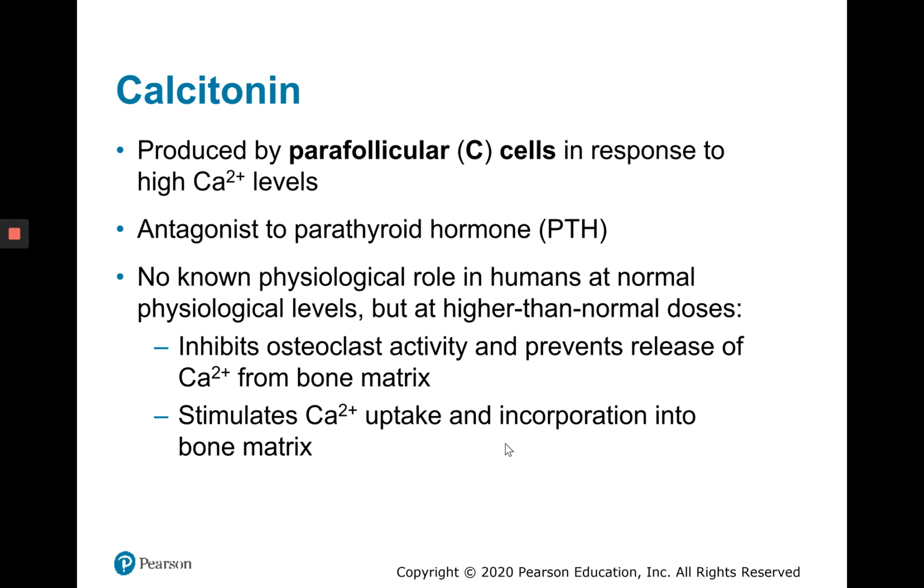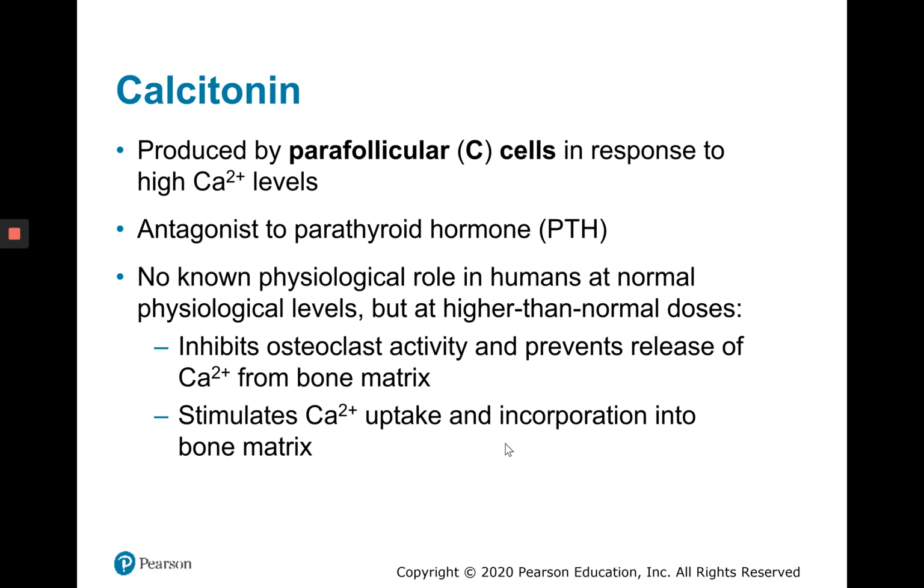But at higher than normal doses, calcitonin does inhibit osteoclasts. Therefore, it inhibits or stops bone resorption and prevents release of calcium from the calcium phosphate salts that are in bone matrix. So we're not eating up that calcium bone matrix and releasing calcium into the blood if we're inhibiting osteoclast activity. We're also going to see that at higher than normal doses, calcitonin can stimulate calcium uptake and incorporation into bone matrix.